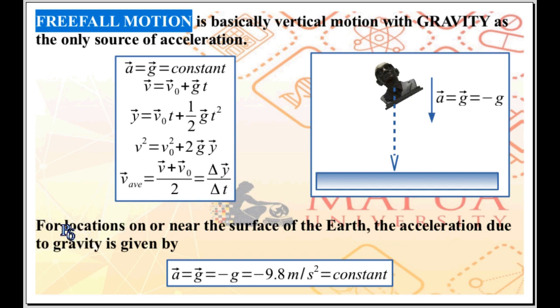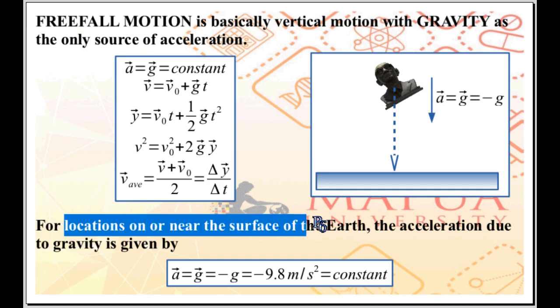Now, for locations on or near the surface of the Earth, the acceleration due to gravity is given by negative 9.8 meters per second squared. And this is constant, as long as the object is on or near the surface of the Earth.